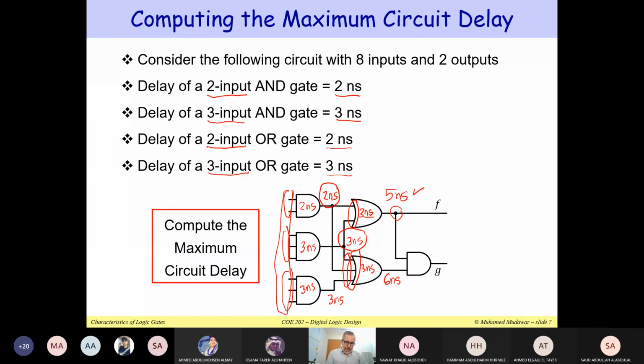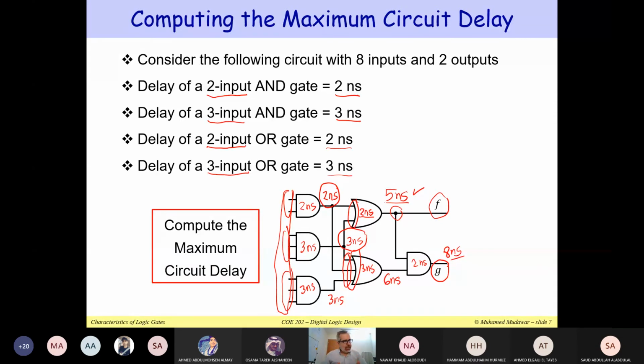Right. For this AND gate, we have 2 inputs. 2 nanoseconds. We go by the maximum delay at any input, which is 6. Here we have 2 nanoseconds. So the output will be present at what time? 8 nanoseconds. Exactly, 8 nanoseconds. So notice that the output at G, you can guarantee that the output G will be present after 8 nanoseconds, whereas the output F will be available at 5 nanoseconds.